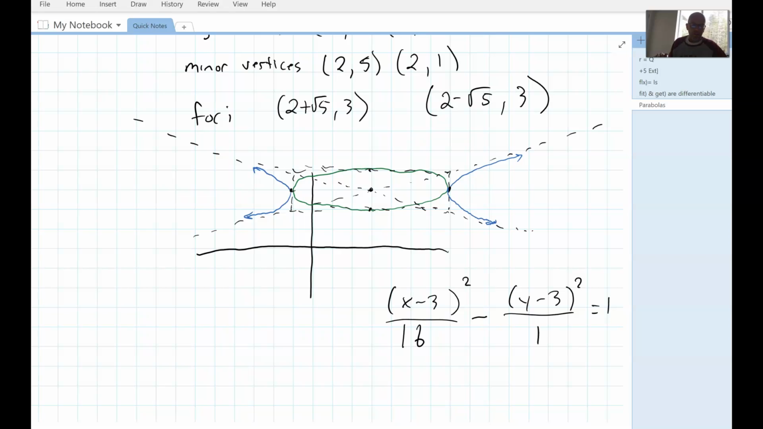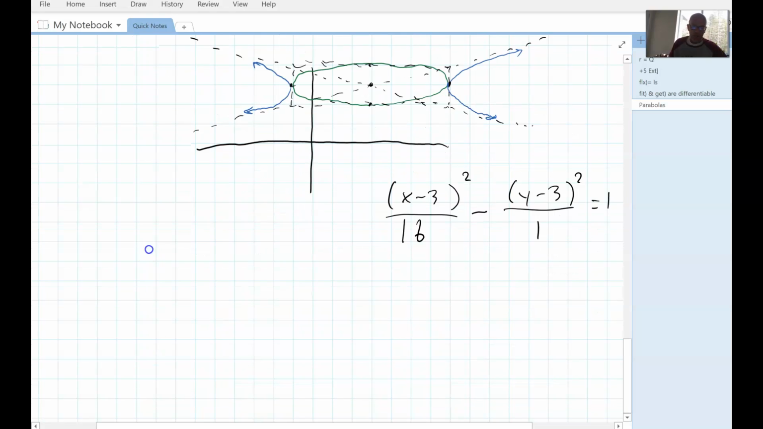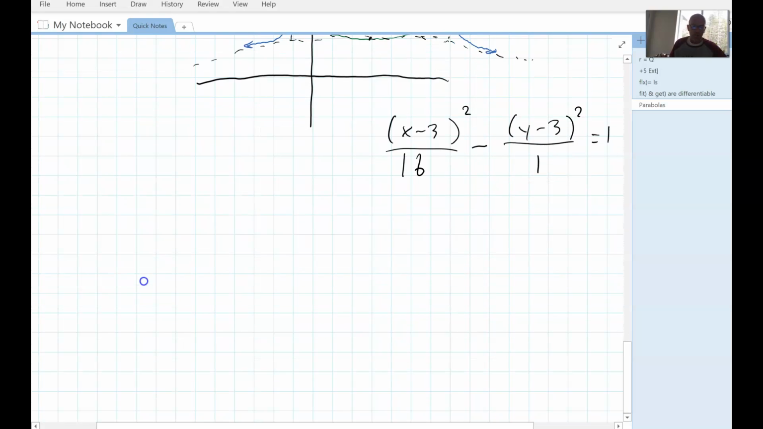Okay, so that's the example of ellipses and hyperbolas. So there's a good practice sheet in the week 3 module that you can begin working on. And let me know if you have any questions, and have fun.